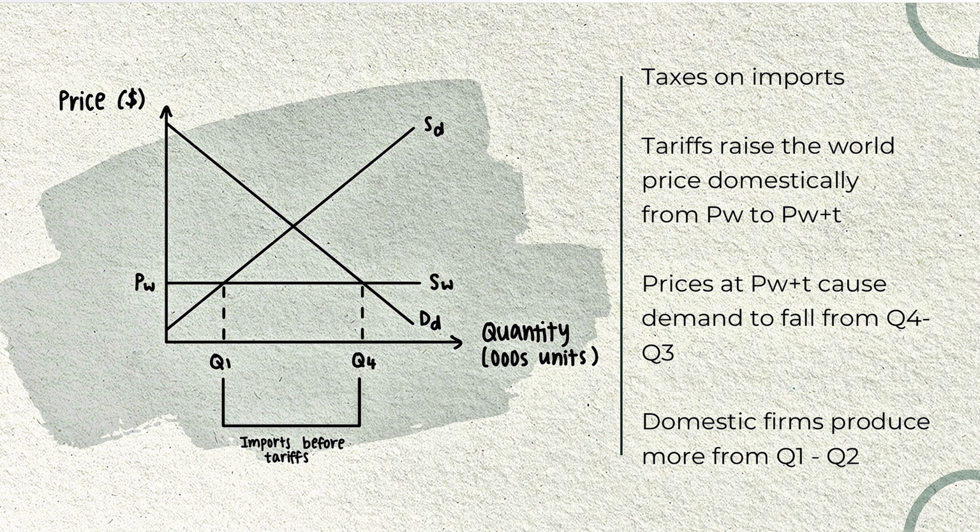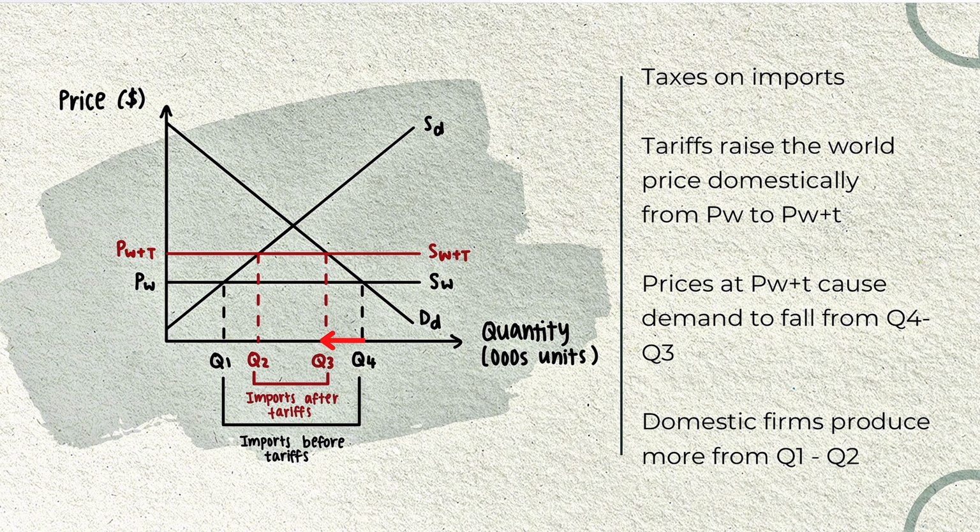Before the tariff, the country will be importing the distance between Q4 and Q1. The tariff will increase the price from PW to PW plus T. As the price increases from PW to PW plus T, the demand will fall from Q4 to Q3. And at the very same time, the domestic firms, due to a higher price, will lead to additional revenues and profit, will increase their quantity from Q1 to Q2.